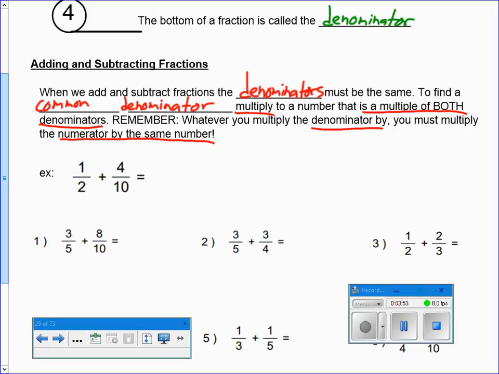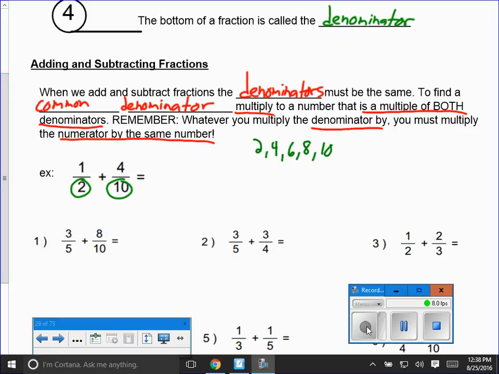So for this, you can use your calculator sheet to help you out, see all the multiples of different numbers. Here I have two denominators in the problem. My denominators are 2 and 10. What I need to find is a number that is a multiple of both 2 and 10. Alright, so I think about the multiples of 2. I've got 2, 4, 6, 8, 10. That'd be everything on the calculator sheet.